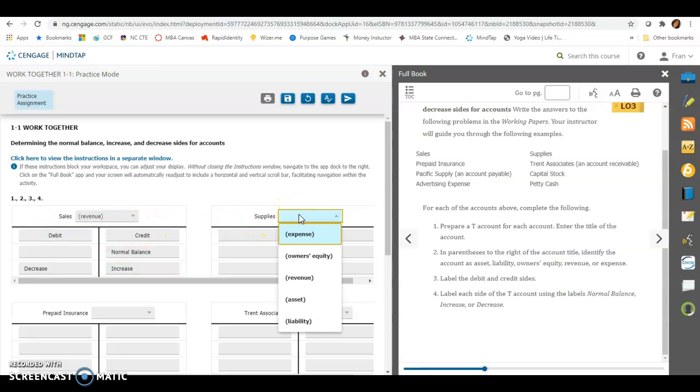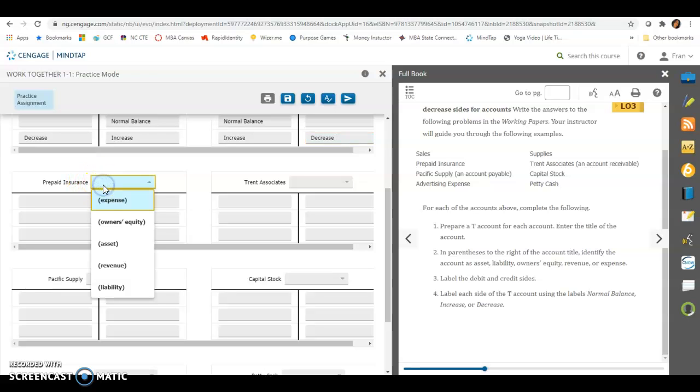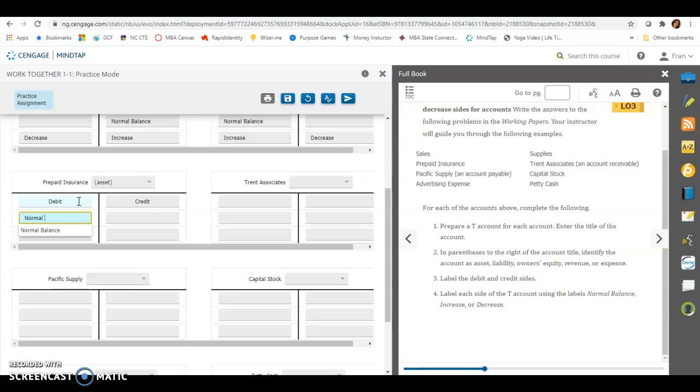Okay, supplies, as we know, are an asset. Of course, debit on the left, credit on the right. Okay, assets have a normal debit balance. And so that will be their increase side, and credit will be their decrease side. All right, prepaid insurance is also an asset. So that's going to be the normal balance, with that being the increase side, credit being the decrease side.